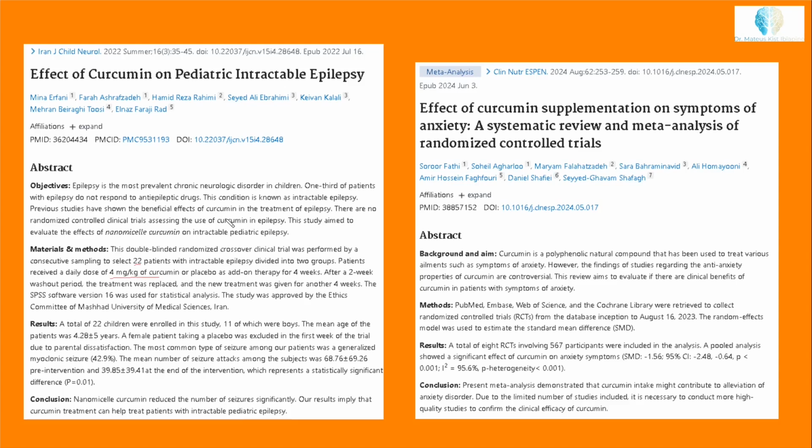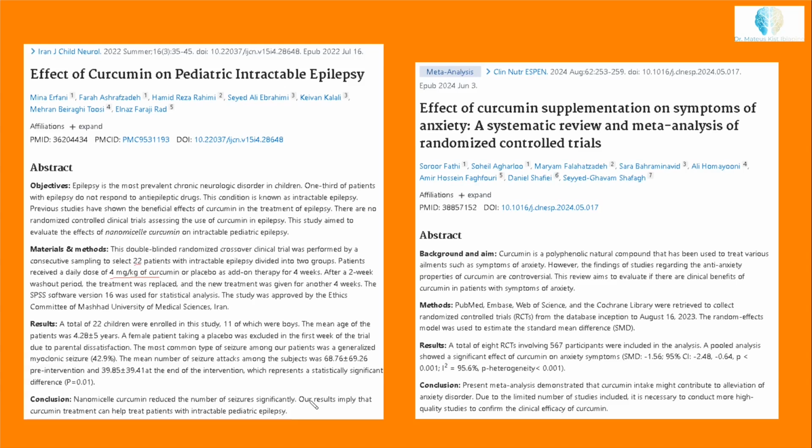Each group used their respective treatment, either curcumin or placebo, for 4 weeks. Then, after 4 weeks, they had a 2-week washout in which neither group used anything, neither curcumin nor placebo, and then they switched. The group that used placebo used curcumin, and the group that used curcumin used placebo for another 4 weeks. And what they found was that when the patients were using curcumin, they usually had a reduction in the amount of seizures the patients had.